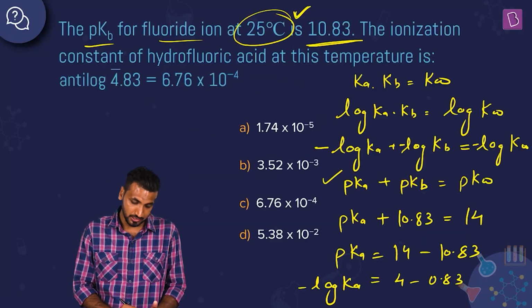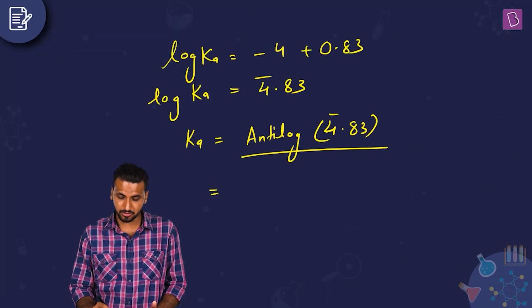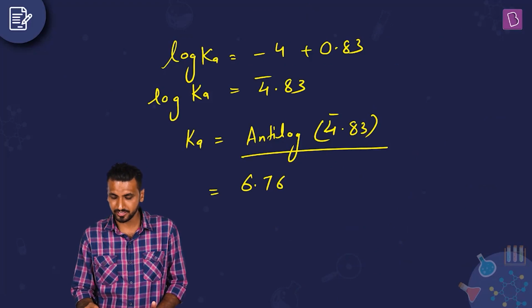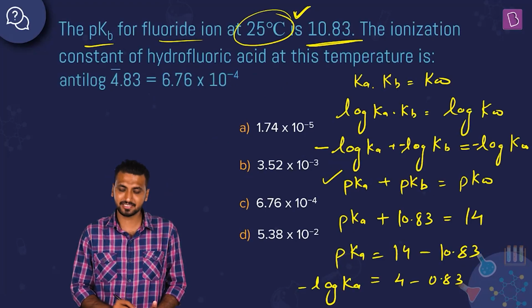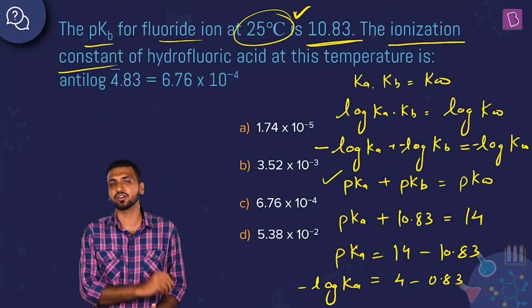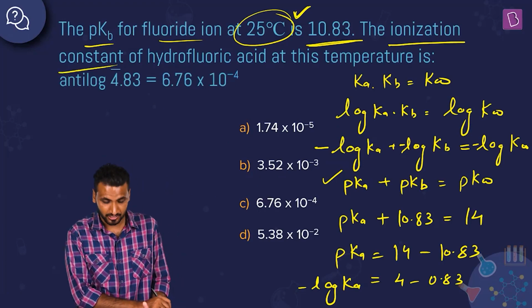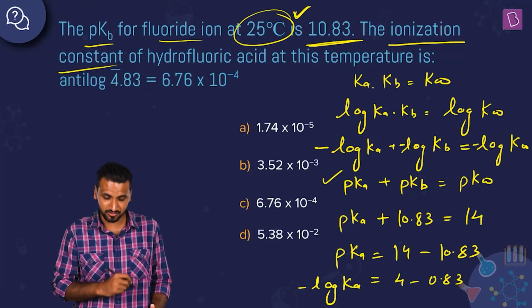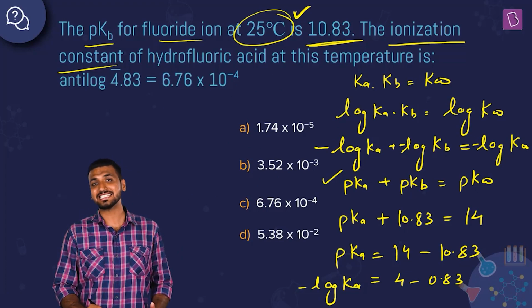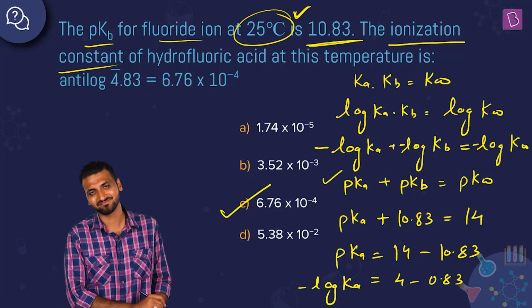What is the value? 6.76 into 10 to the power minus 4. This is your Ka, and this is the ionization constant of the hydrofluoric acid, right? So the final answer is 6.76 into 10 to the power minus 4. I hope all of you can see the right answer. Thank you.